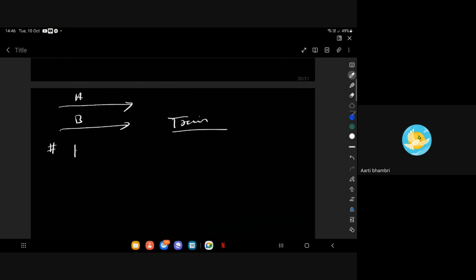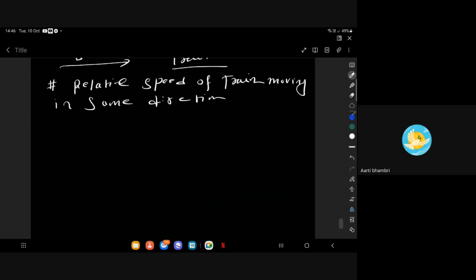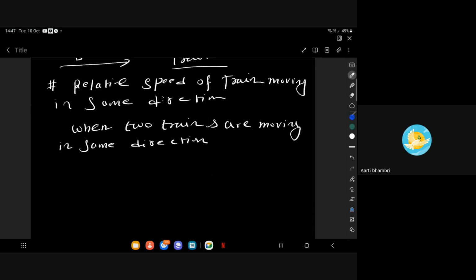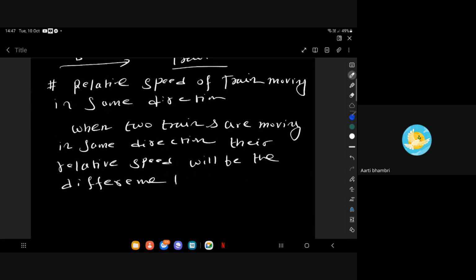When two trains are moving in the same direction, their relative speed will be the difference between the speeds of the trains.